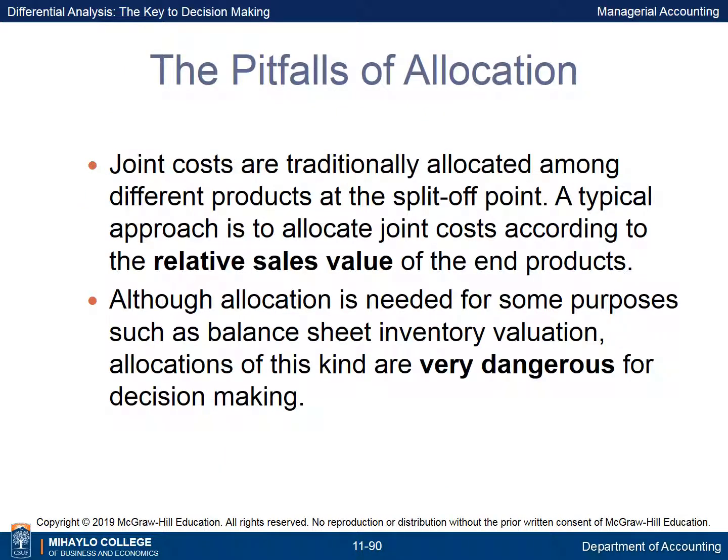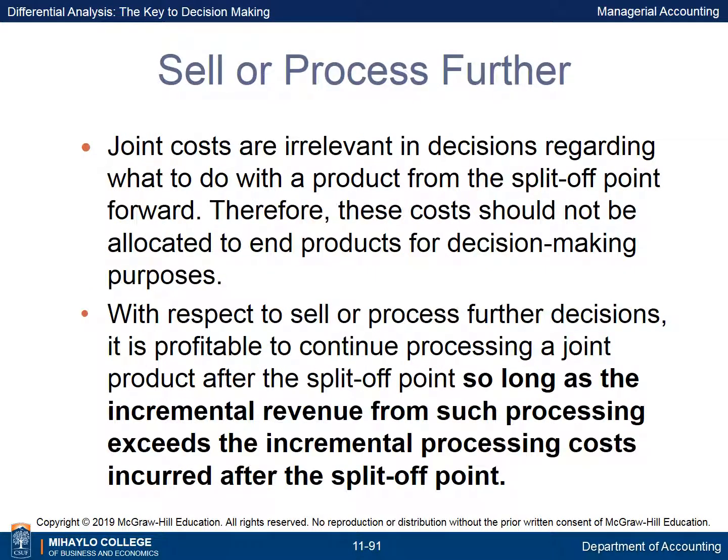Joint costs are traditionally allocated among different products at the split-off point. A typical approach is to allocate joint costs according to the relative sales value of the end products. Although allocation is needed for some purposes such as balance sheet inventory valuation, allocations of this kind are very dangerous for decision-making. Joint costs are irrelevant in decisions regarding what to do with a product from the split-off point forward. Therefore, these costs should not be allocated to end products for decision-making purposes.